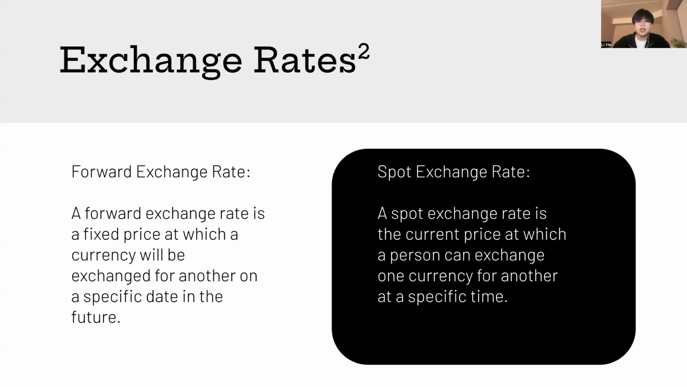Moreover, this theory mainly focuses on the forward exchange rate and the spot exchange rate. So, the spot exchange rate is basically how much you could exchange for one currency for another right now, while the forward exchange rate is the agreed upon price for exchanging one currency for another at a future date.